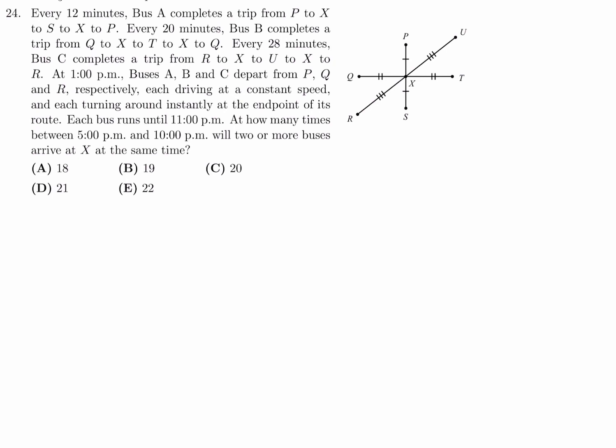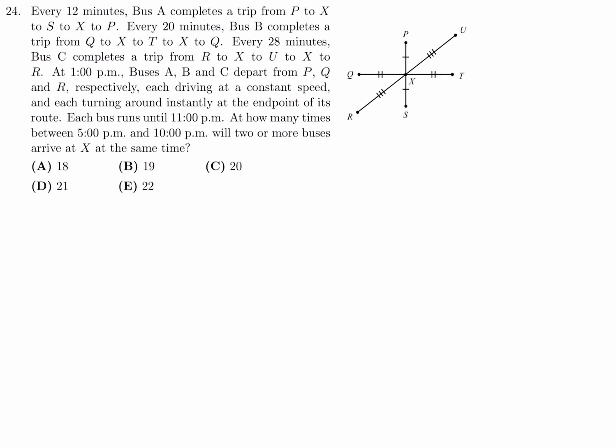Every 12 minutes, bus A completes a trip from P to X, to S to X to P. Every 20 minutes, bus B completes a trip from Q to X, to T to X to Q. Every 28 minutes, bus C completes a trip from R to X to U to X to R. At 1 p.m., buses A, B, and C depart from P, Q, and R respectively, each driving at a constant speed and each turning around instantly at the end point of its route.